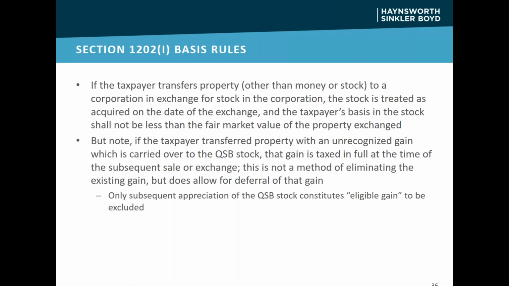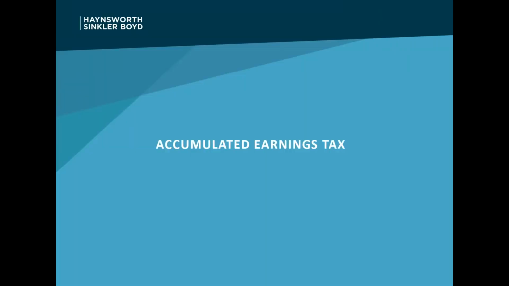This is basis rules. I'm skipping through some of this because I do want to mention the accumulated earnings tax. The accumulated earnings tax is a tax that can be imposed on C corporations, and the purpose of this tax is to prevent a corporation from holding on to all of its income instead of making distributions to shareholders. It is essentially a 20% tax on the accumulated taxable income of the corporation.